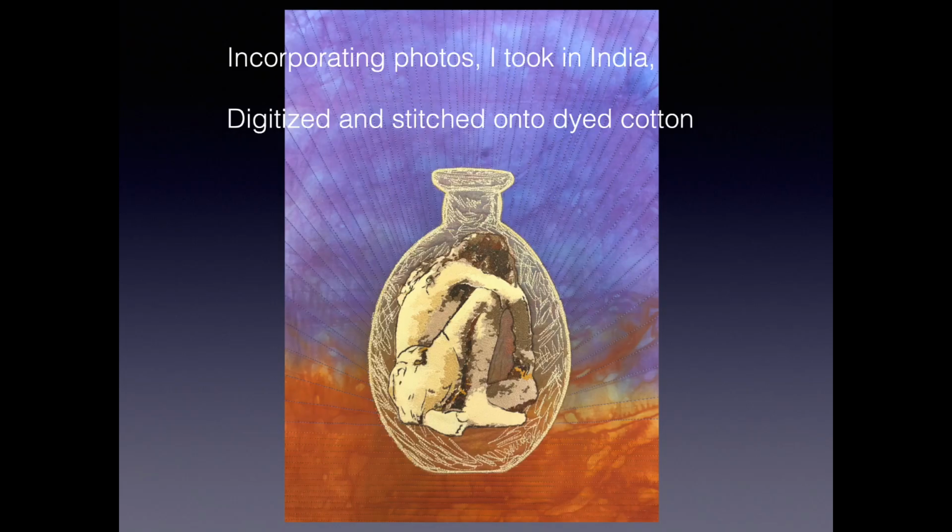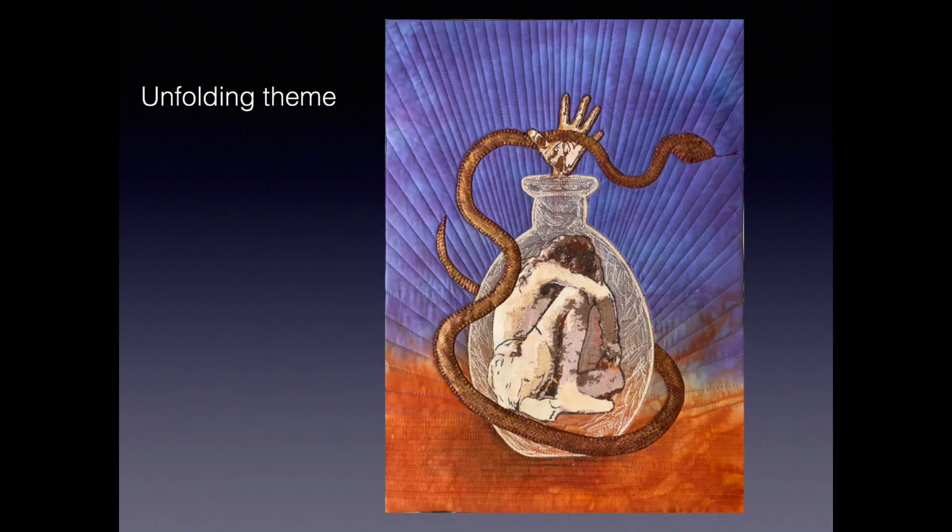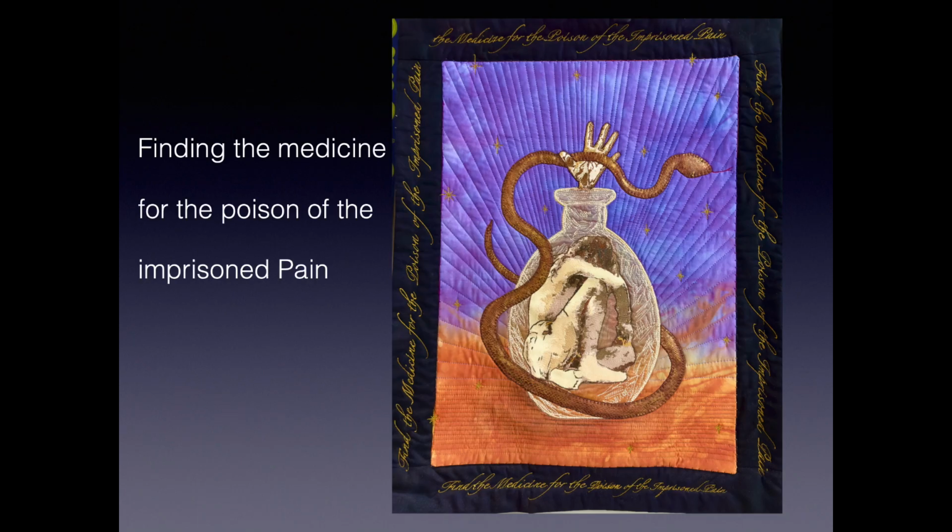I took a photo in India of this man, which I digitized and stitched out on dyed cotton. And as I was working, the story unfolded for me as a theme of extreme pain that was trying to be healed. The hand-dyed fabric made a perfect background for this piece, which I've called Finding the Medicine for the Poison of the Imprisoned Pain, and I resonate with it, having suffered migraine all my life. The snake is, of course, the symbol of healing.